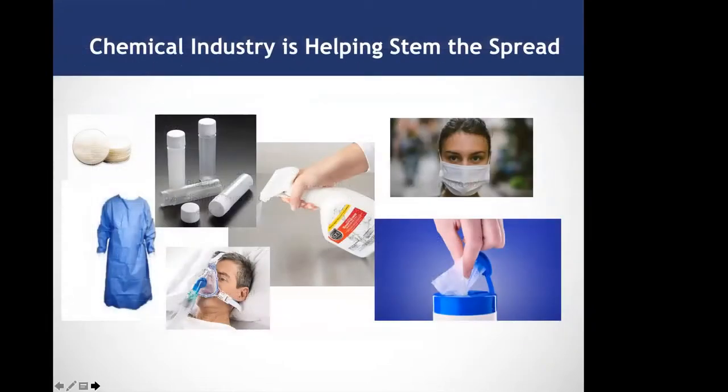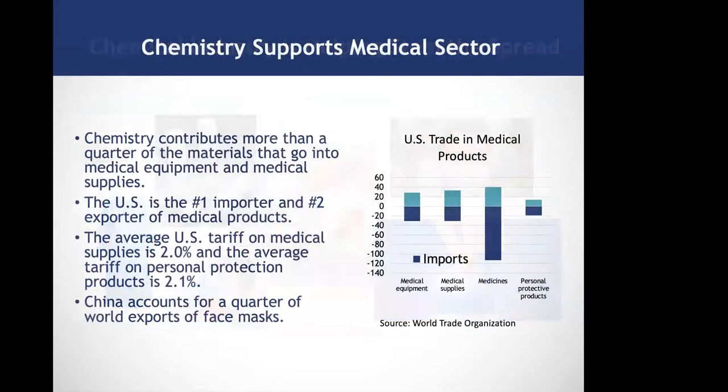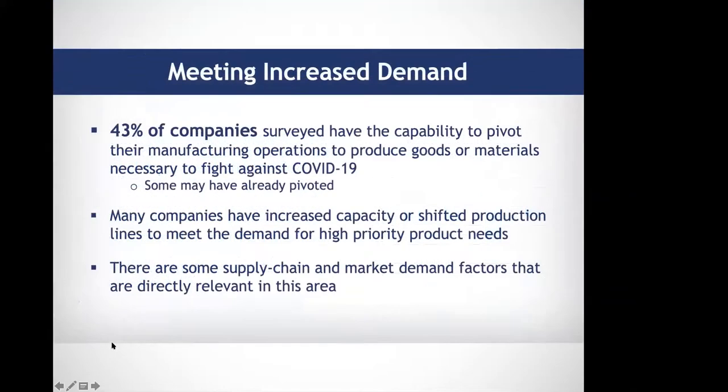And this is just sort of a visual of some of those products. They're all the products of chemistry, and we're all familiar with them. I'm down for the duration in North Carolina in my house here, and I'm pleased to report that we're finally getting hand sanitizer and toilet paper back in the supermarkets. So we support the medical sector, and we're the number one importer and number two exporter of medical products. China does account for a quarter of the world exports of face masks and a lot of other products as well. I believe some of the active pharmaceutical ingredients.